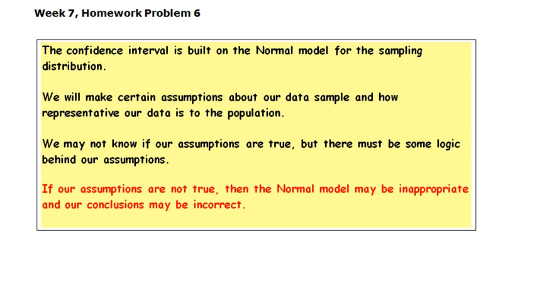Just as a review, the confidence interval is built on the normal model for the sampling distribution. We'll make certain assumptions about our data sample and how representative our data is of the population. We may not know if our assumptions are true, but there must be some logic and reasoning behind our assumptions. If our assumptions are not true, then the normal model may be inappropriate and our conclusions may be incorrect.